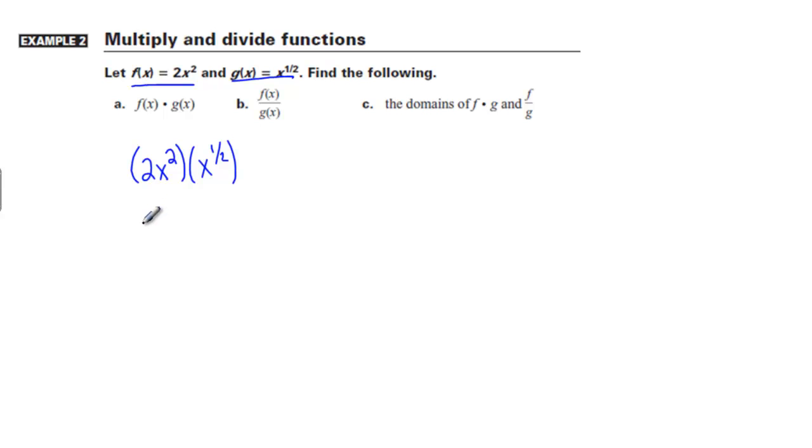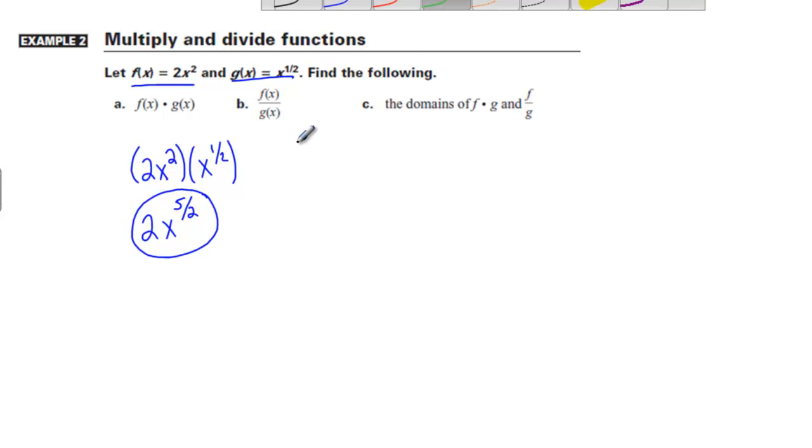The 2 is by itself, so that's going to hang out. And the x squared times x to the 1/2, when we have like bases, we add the exponents. And so 2 plus 1/2 is 2.5, which we want to keep as an improper fraction, which means 2x to the 5/2. That's the product, or the answer to the multiplication problem. If we change over here and go to the division problem where we have f of x divided by g of x, I'm going to say 2x squared divided by x to the 1/2 power.